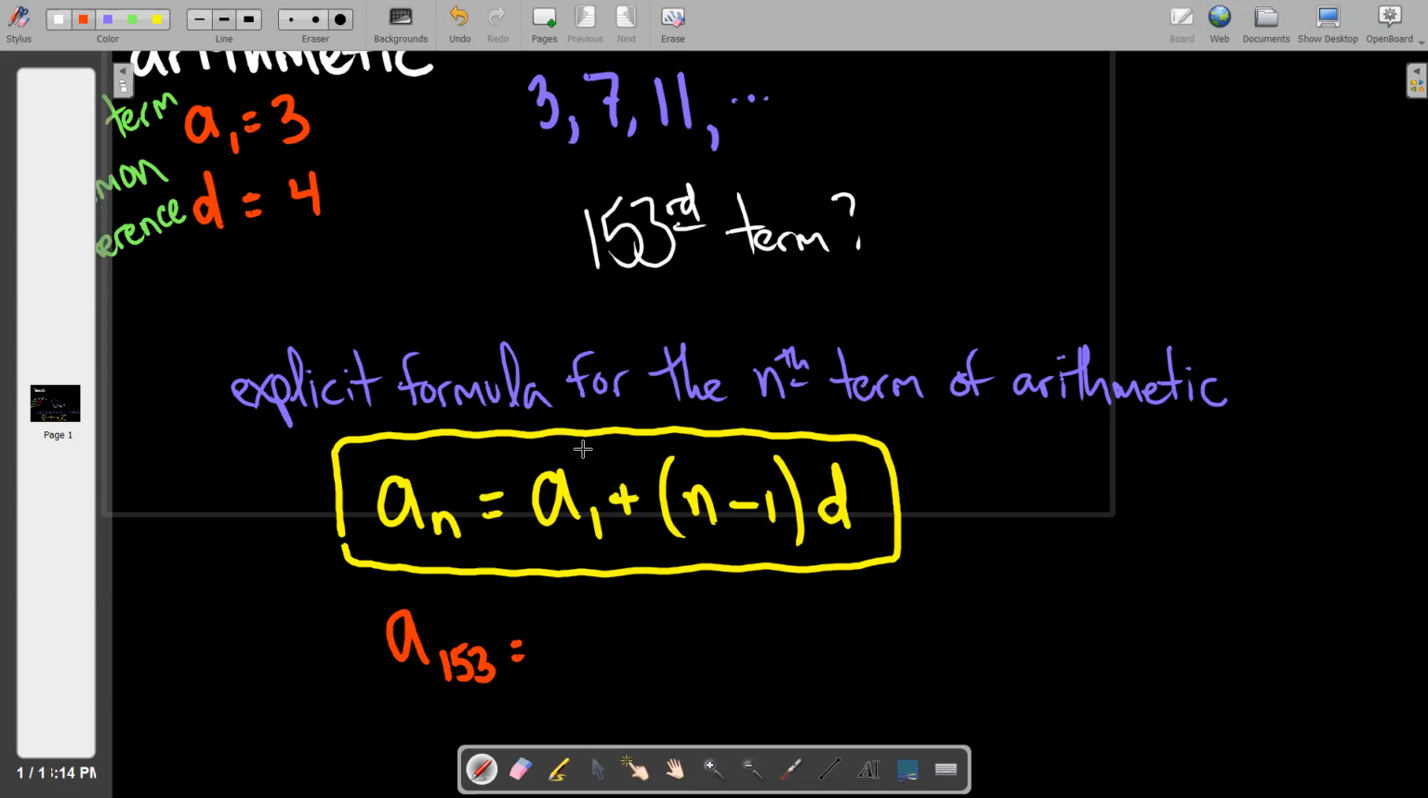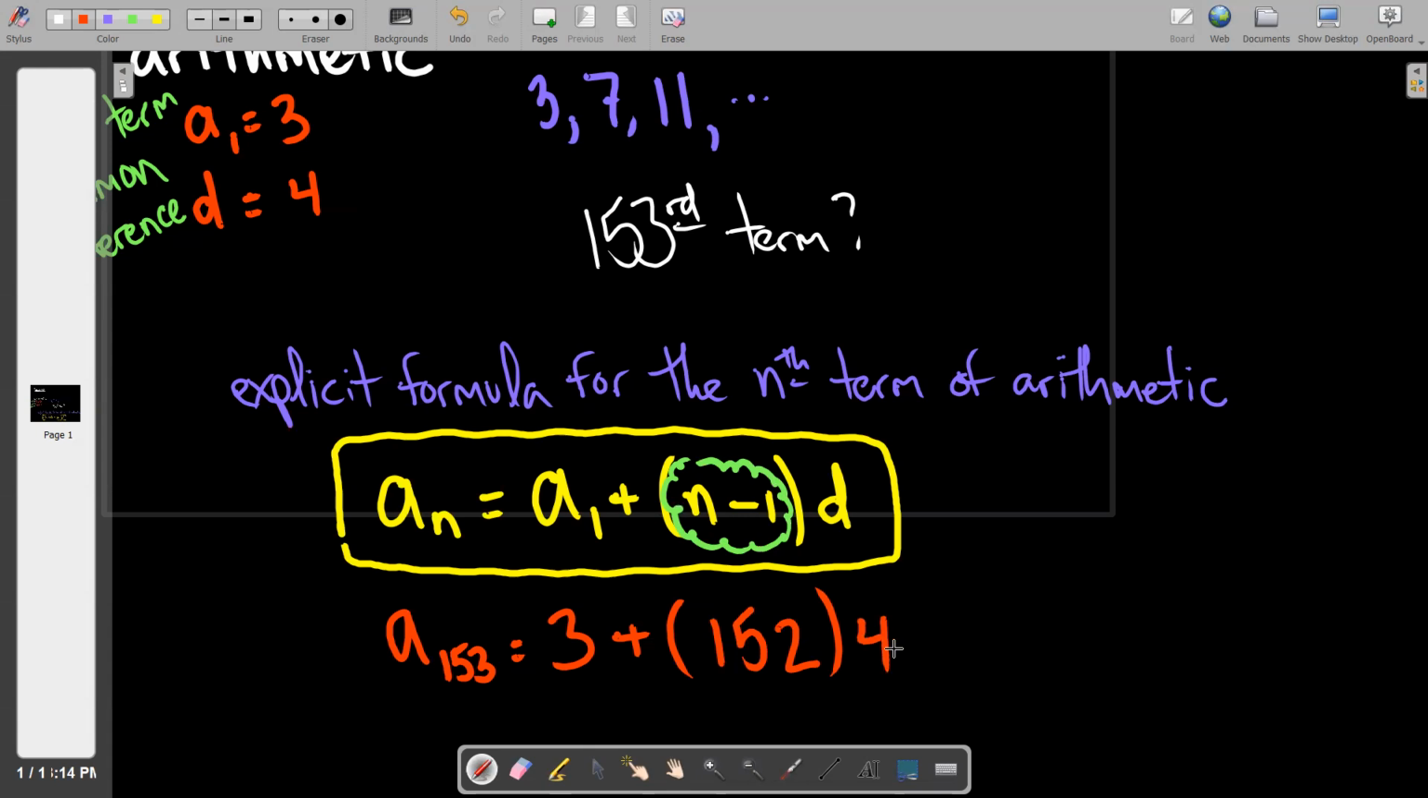Now, what are we going to put in place of A sub 1? 3 plus. Now, watch out. I'm asking you for the 153rd term right here. I'm going to go with a little bit of green. What is 153 minus 1? So I'm going to do 152 times. And what did we say D was?